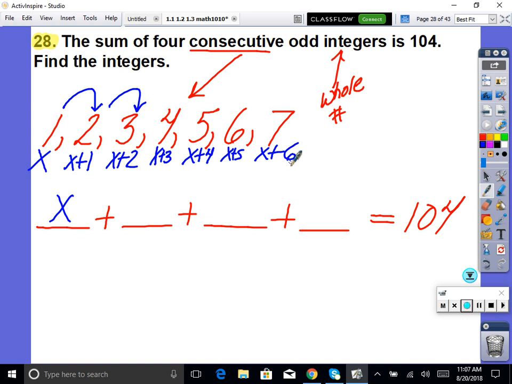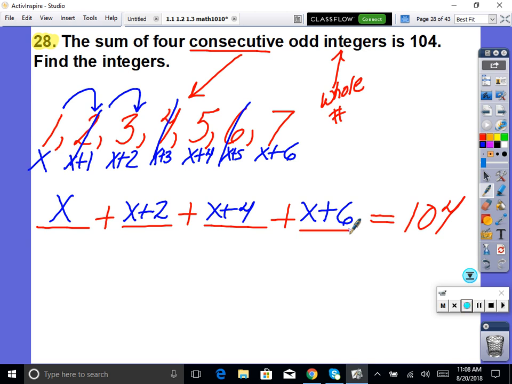So the 4 consecutive odds would be x, x plus 2, do you agree? x plus 4, and x plus 6. And now it's just a linear equation. You just have to know what things mean. So what if it would have said even? We would have had to start with x plus 1, correct? And so on. So just draw yourself out a picture like this, and it will help you set up a visualization.